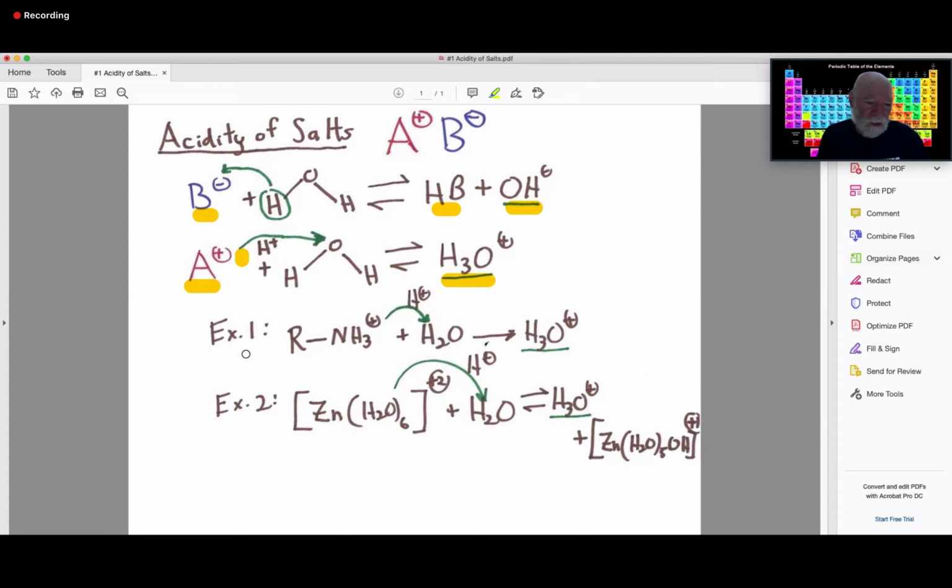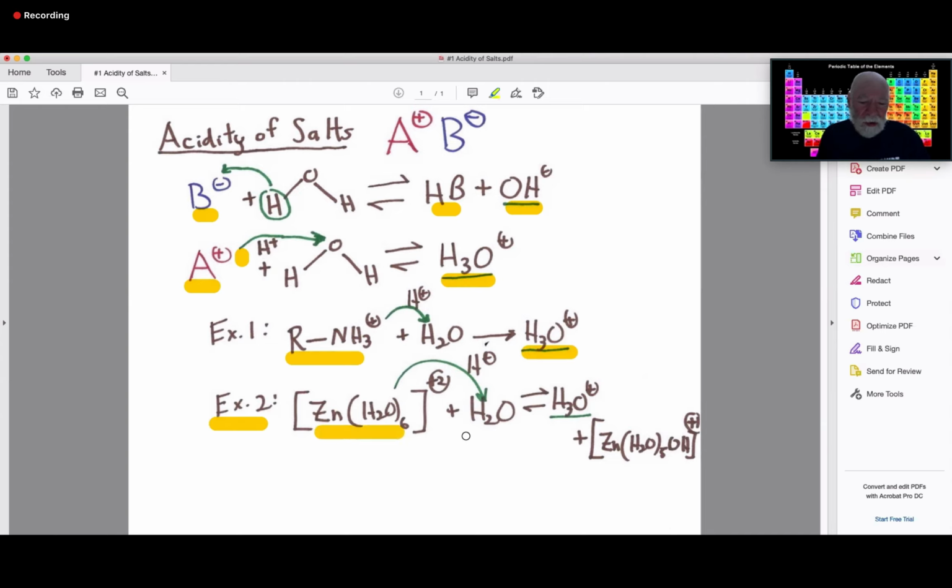Okay, example number one, there are these things called ammonium salts where you have an NH4 that gives a hydrogen to water to make hydronium ions, and we'll see some examples of that later. The second example is a little bit harder to understand. Here's a case where you have a zinc ion that's hydrated. It's surrounded by 6 water molecules.